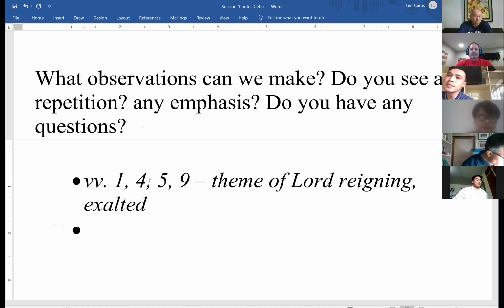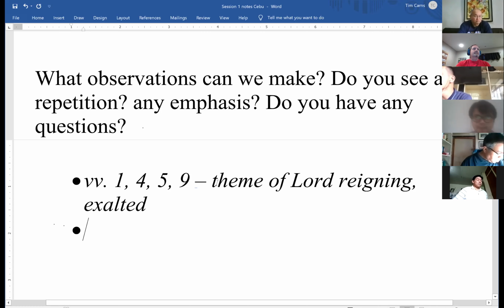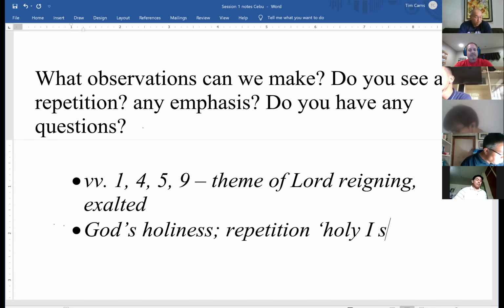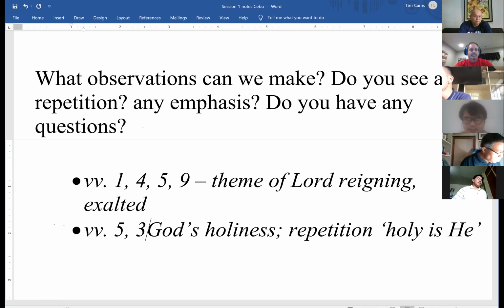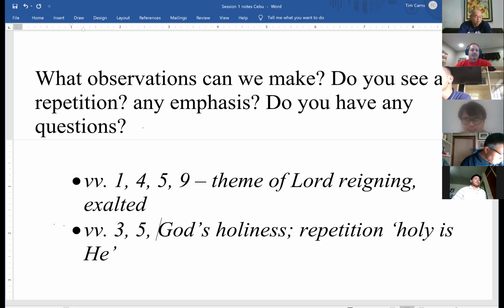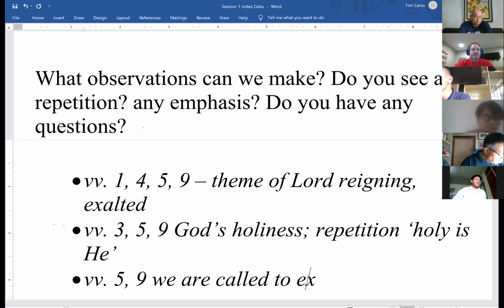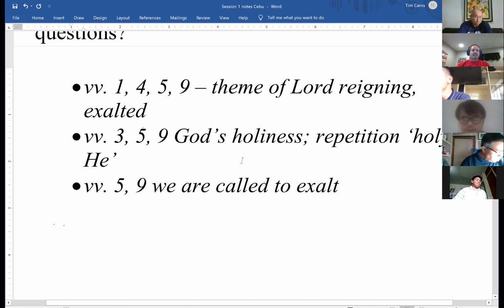All right, anything else that sticks out? The theme of God's holiness, God being holy. He is holy. Holy is he. In verse 3, verse 5, verse 9. Okay, good. The response that we are called for is to exalt him. It's also repeated. Verse 5 and verse 9. Okay. All right, good. Anything else?